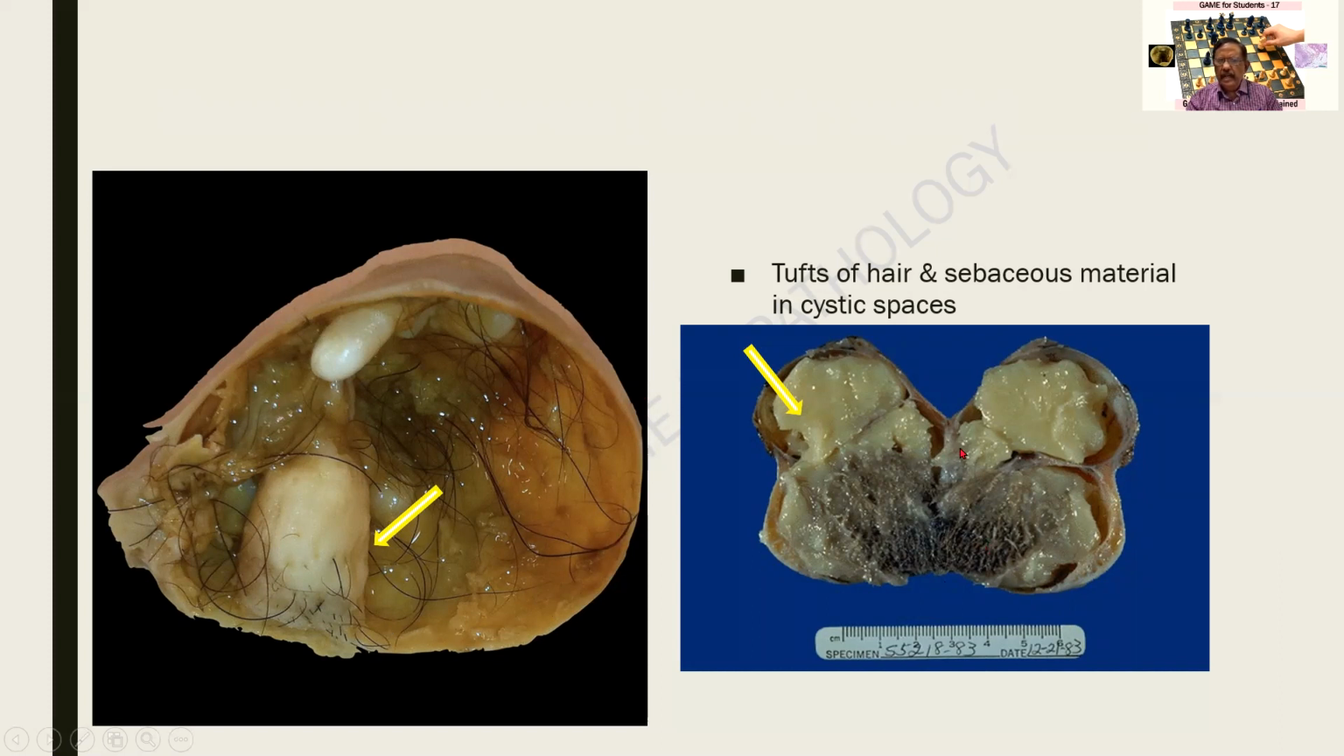This is again a specimen of a cystic teratoma. I am able to see multiple cystic spaces, the largest measuring so many centimeters and the smallest so many centimeters in diameter. The wall is thin, hardly 1 or 2 millimeters in thickness, and the cyst is containing a lot of pasty, sebaceous material. And in this I am finding multiple tufts of hair, not strands but tufts of hair. So this is an example of a benign cystic teratoma.